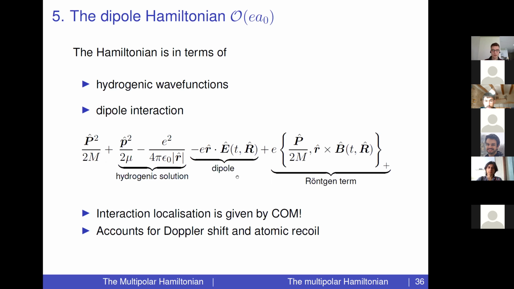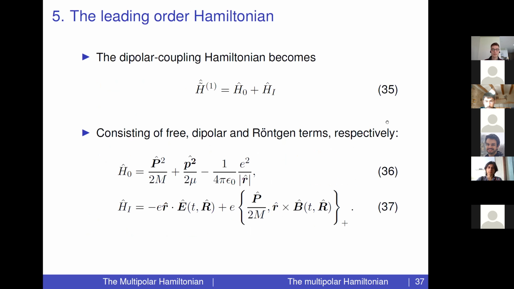What is important now is also that the interaction localization is no longer given by the electronic wave function, but by the center of mass. And we can also show that this Hamiltonian, this interaction Hamiltonian, accounts for Doppler shift and atomic recoil. So let's rewrite it again. So now to leading order, we just have the free atomic part and the interaction between atom and field.